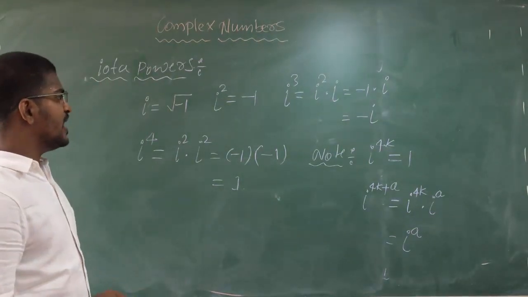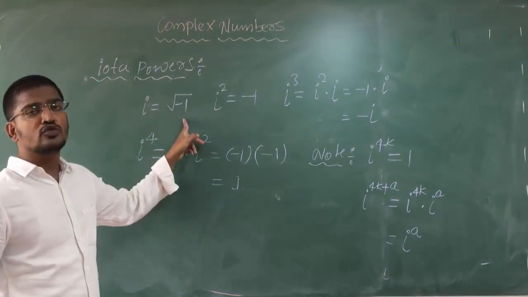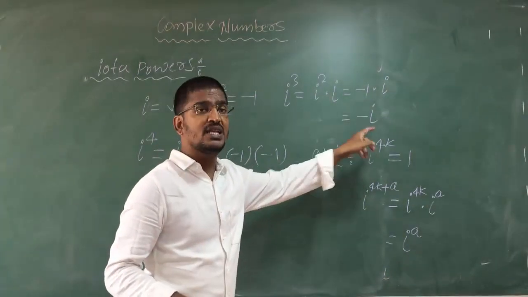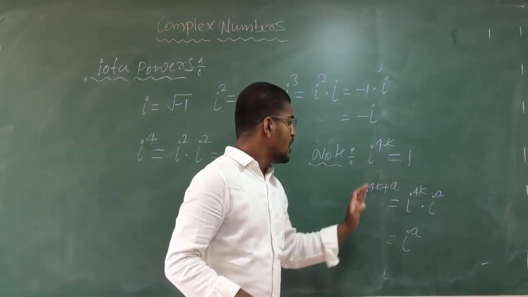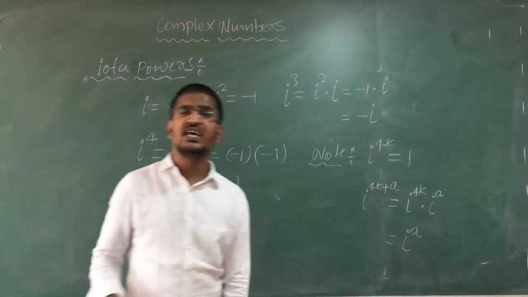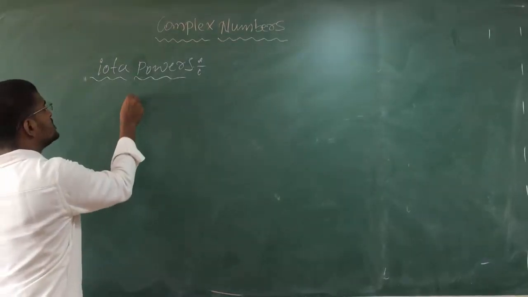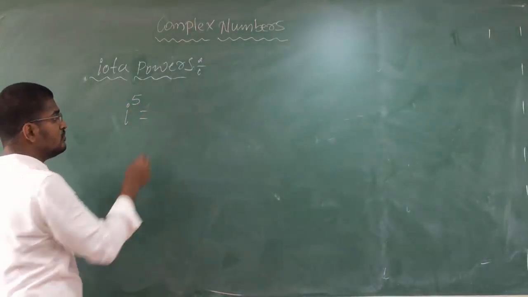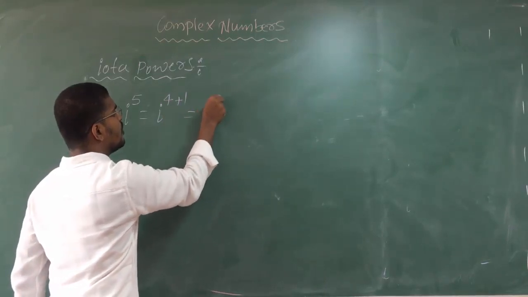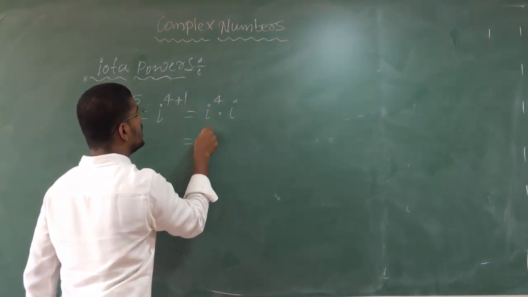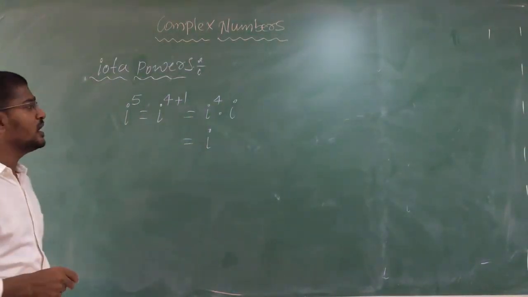Let us see some examples. First make clear that i square is minus 1, i is root of minus 1, i cube is minus i, i raised to 4 is 1, i to the power of 4k is 1, i to the power of 4k plus a is i raised to a. Clear? Now let us look at some examples. What is i raised to 5? It will be i to the power of 4 plus 1, that means i to the power of 4 into i. So it will be equal to i, because i to the power of 4 is 1, and 1 into i will be i.